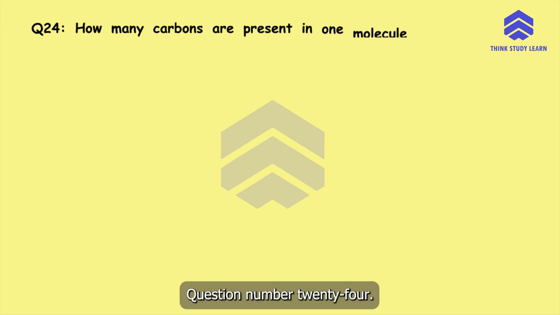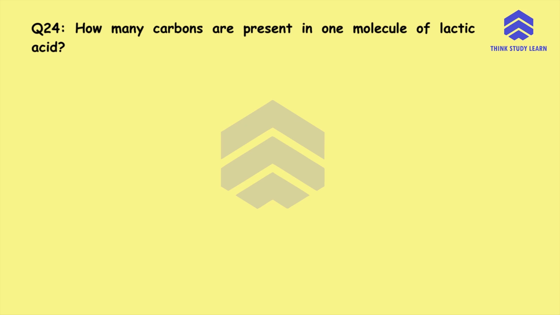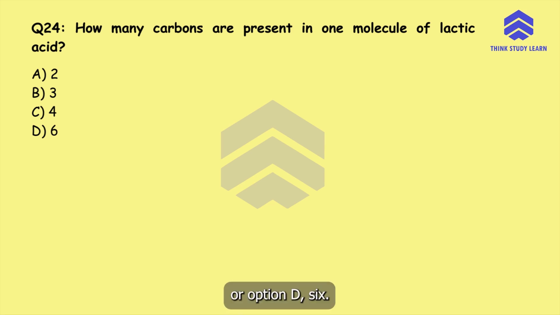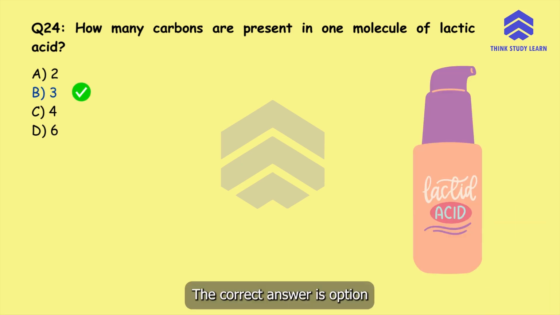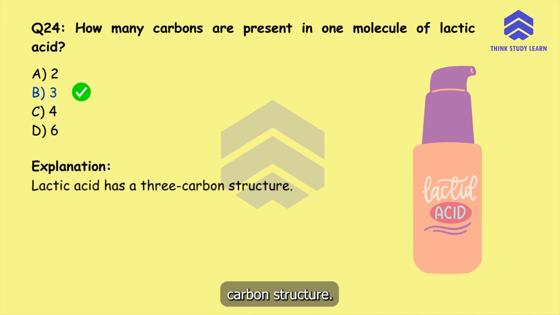Question number 24. How many carbons are present in one molecule of lactic acid? Option A, 2, option B, 3, option C, 4, or option D, 6. The correct answer is option B, 3. Lactic acid has a 3-carbon structure.